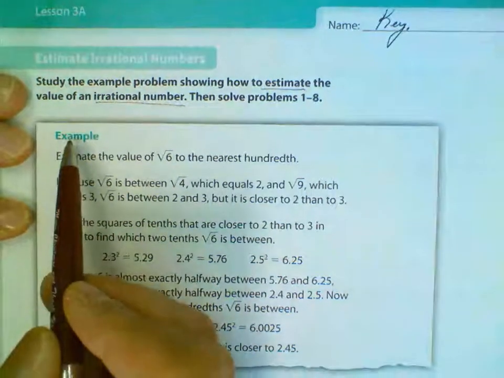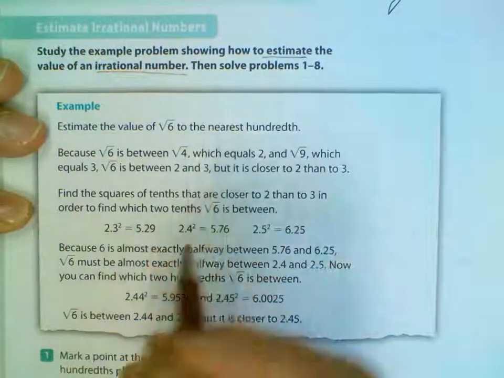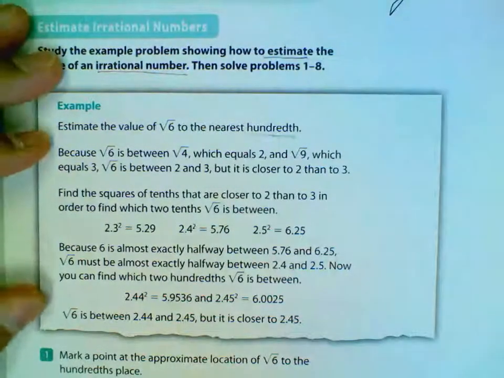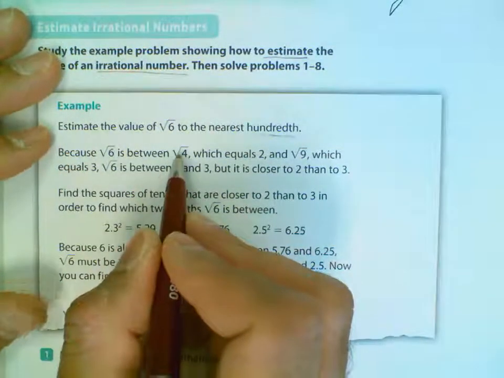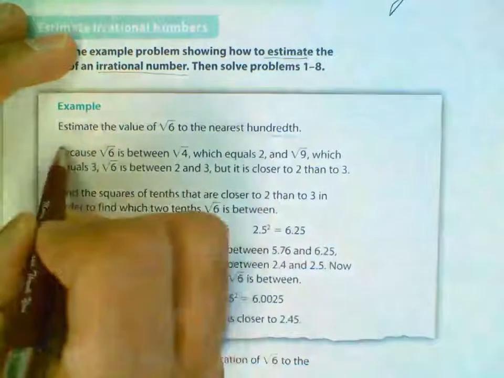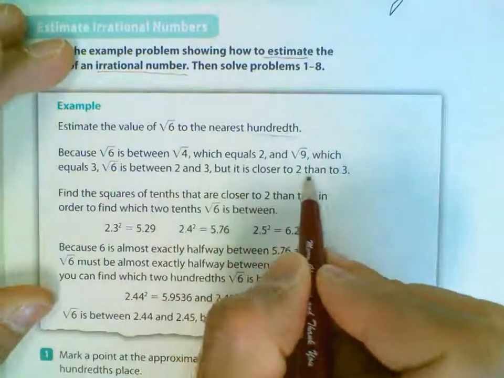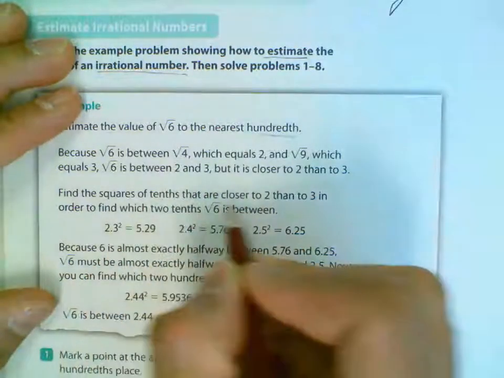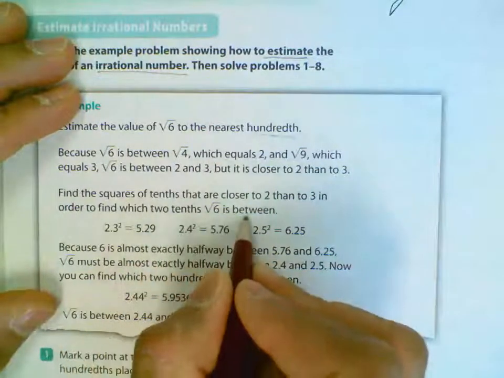So for example, I have: estimate the value of the square root of 6 to the nearest hundredth. In this case, the square root of 6 is between the square root of 4, which equals 2, and the square root of 9, which equals 3. The square root of 6 is between 2 and 3, but it's closer to 2 than to 3. Find the squares of tenths that are closer to 2 than to 3 in order to find which two tenths the square root of 6 is between.